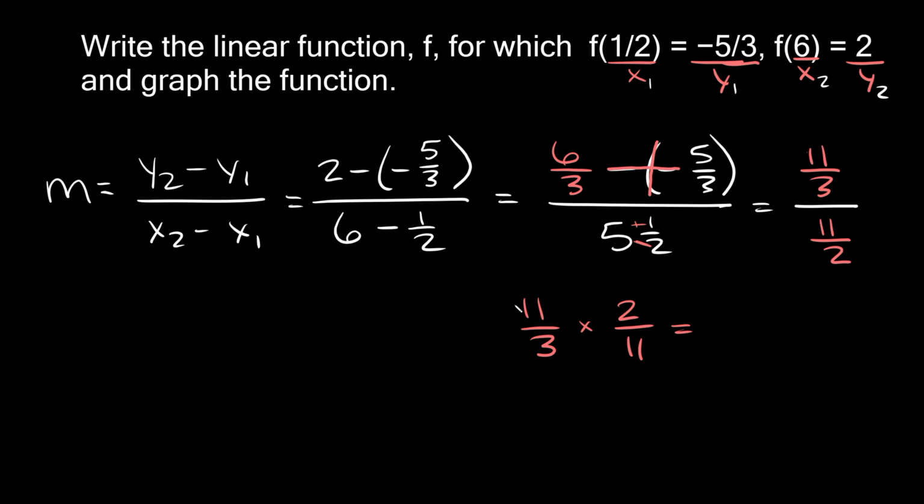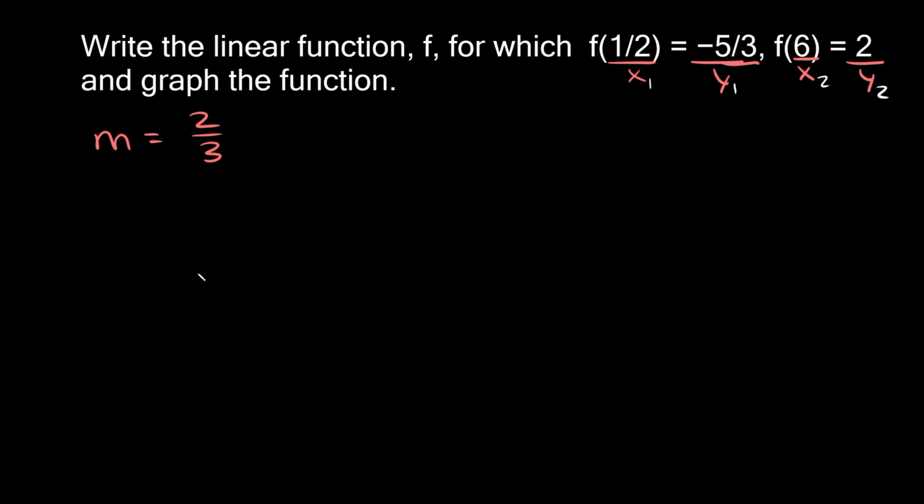And to multiply fractions, you just multiply straight across, right? But here you can see we have an 11 on the top and the bottom, so those cancel out. So then here we're simply left with 2/3. So after all that, we found out that the slope is equal to positive 2/3. So now let's clear some of this junk.